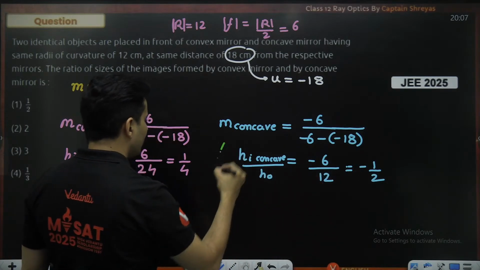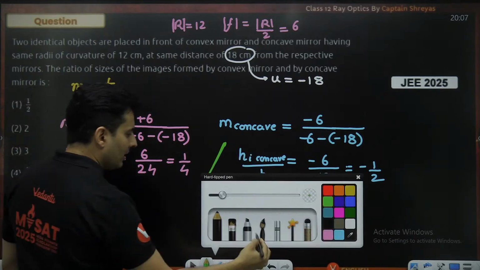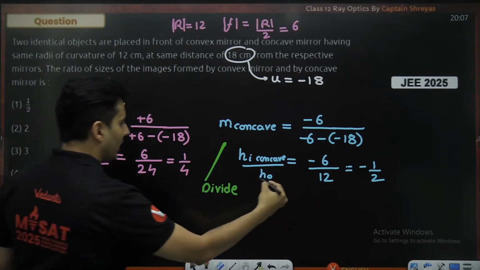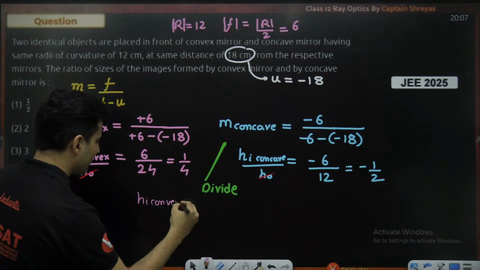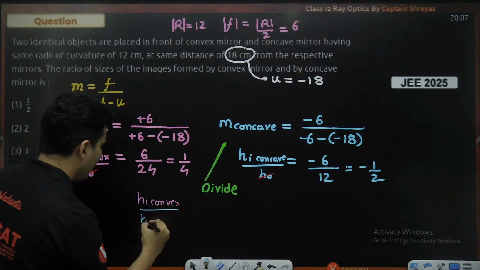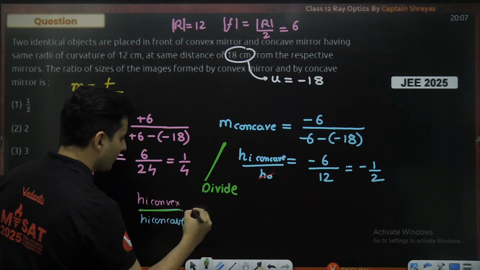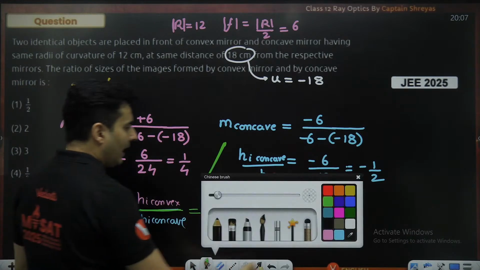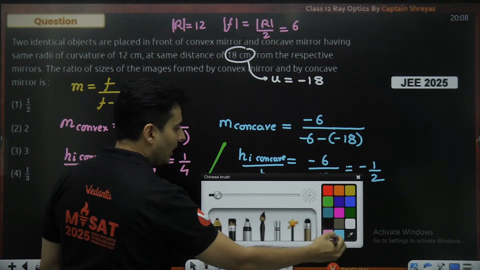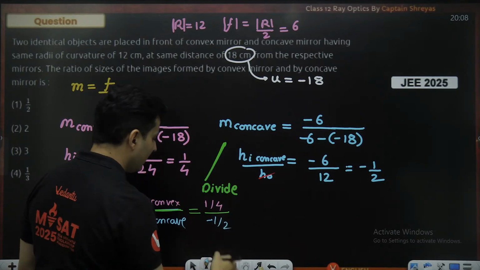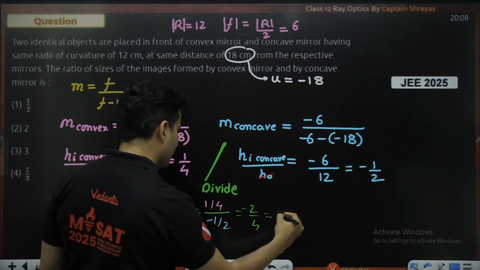All I'm asking you is divide them. If you divide this with this, eventually HO and HO will get cancelled, and on the top you will have HI of convex. On the bottom you will have height of the image of concave. Is that right? After dividing, convex will have 1 by 4 over here, and concave will have minus 1 by 2. Now solve this. This will become 2 by 4 with a negative sign, which is minus 1 by 2.